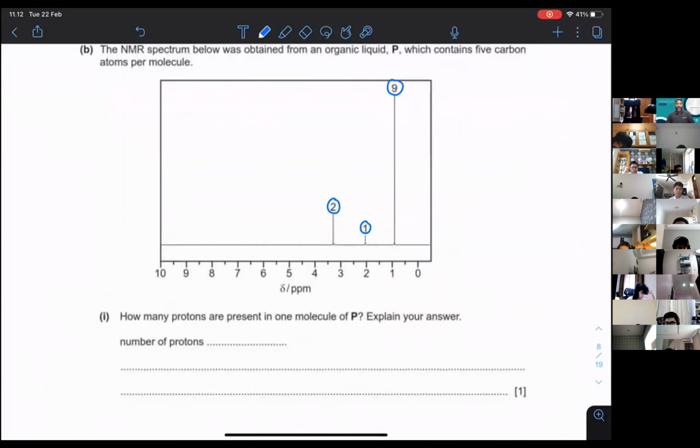You don't need to worry so much, no need to think so much. This is 9, this is 1, this is 2. So 9 plus 2 plus 1 is going to be 12. Number of protons is 12. So explain your answer.